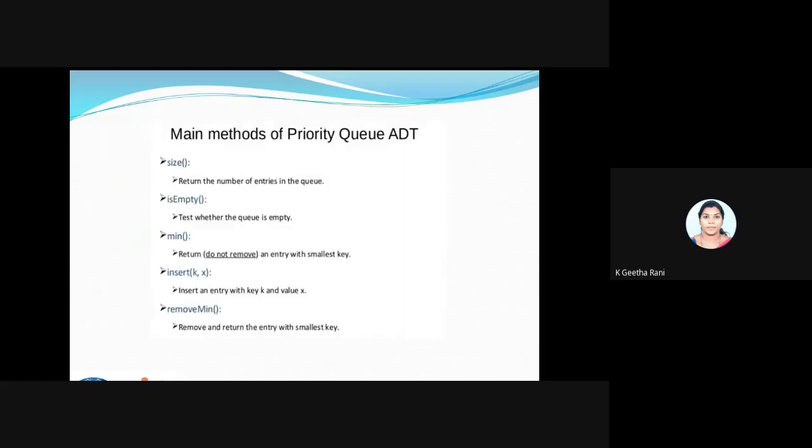The same thing in a different way I've written: isEmpty, min, insert(k, x), and removeMin. So size, isEmpty, and min return the smallest key. Insert adds the data along with the key, where x is the value and k is the key, and removeMin removes and returns the smallest key. I'm using this notation in a more technical way. So these are the main methods for a priority queue.